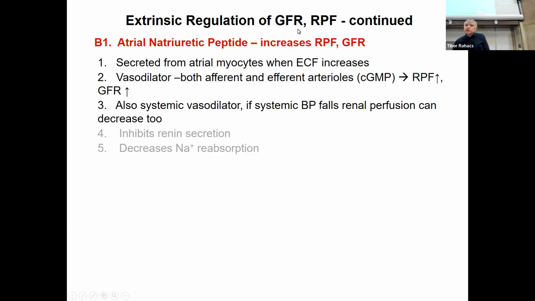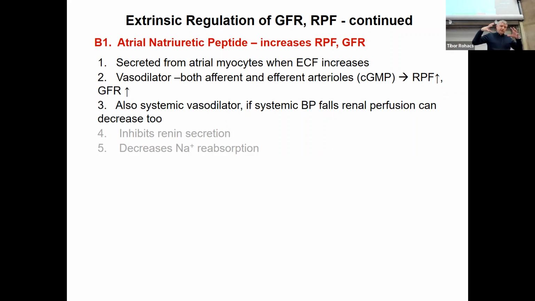And so, on the extrinsic regulation of the GFR, you also have vasodilators, the most important one being the atrial natriuretic peptide. It increases the renal plasma flow and increases the glomerular filtration rate. So basically what ANP does is the exact opposite of the renin-angiotensin II system. So if you have an increase in the extracellular fluid volume, your low pressure system, which is mainly your atria, will sense it. If you have high extracellular fluid volume, your venous system will mostly accommodate it.